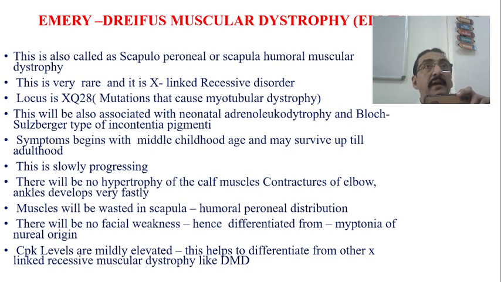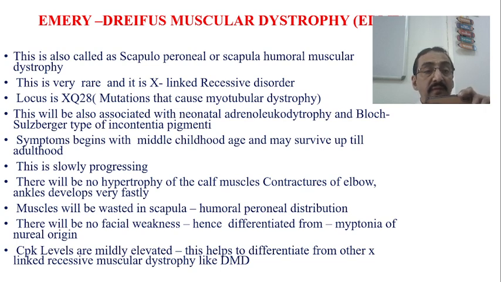Muscle wasting will be seen in the scapula, as the name suggests, scapuloperoneal, scapulohumeral. So the scapular muscles will always undergo atrophy and wasting, and this wasting will be of that particular pattern where scapular muscles, humeral muscles, and peroneal muscles are affected, and there will be no facial weakness. Hence the differentiation from myotonia of neural origin. Facial muscles like the muscles of mastication are not affected.